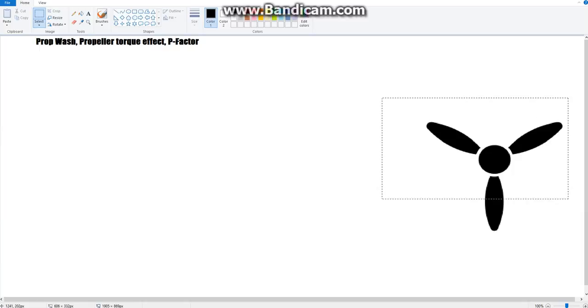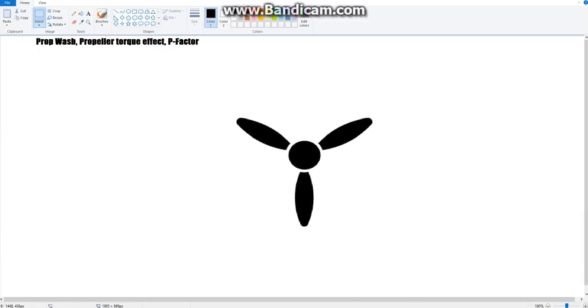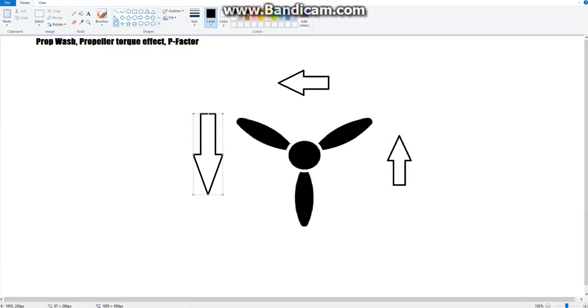Now, P-factor is a little bit more complicated. Let's just say your propeller moves in this direction, counterclockwise. This is the upside of your prop. This is your downside of the prop. P-factor is that the downside of the prop has a higher angle of attack and by all means is moving faster than the up.